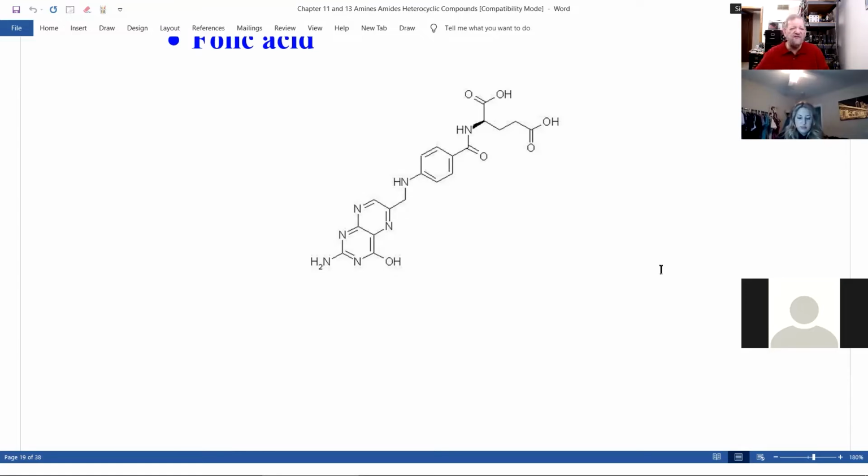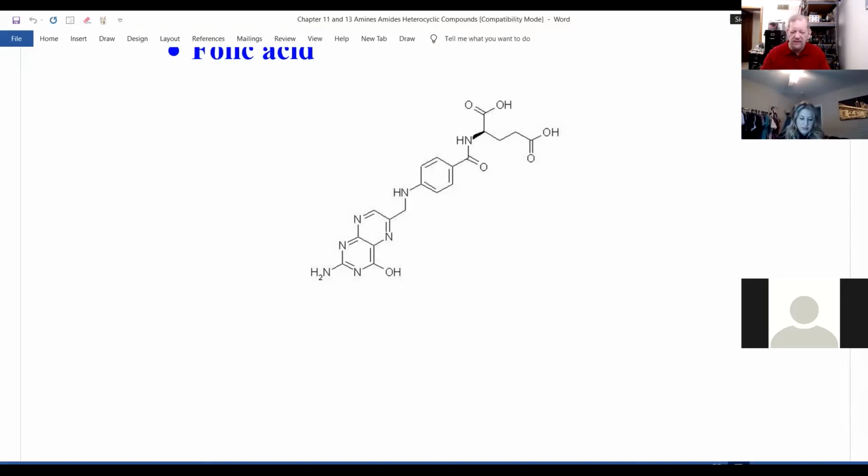And here's the structure of folic acid. Do not write it down. This won't be on a test, but it's a heterocyclic compound. Notice down here, you have a ring that's heterocyclic right here: nitrogen, nitrogen, nitrogen, nitrogen in a ring with carbons. There are other functional groups: an alcohol, an amine, a secondary amine, an amide, and a carboxylic acid, which is why it's called folic acid.